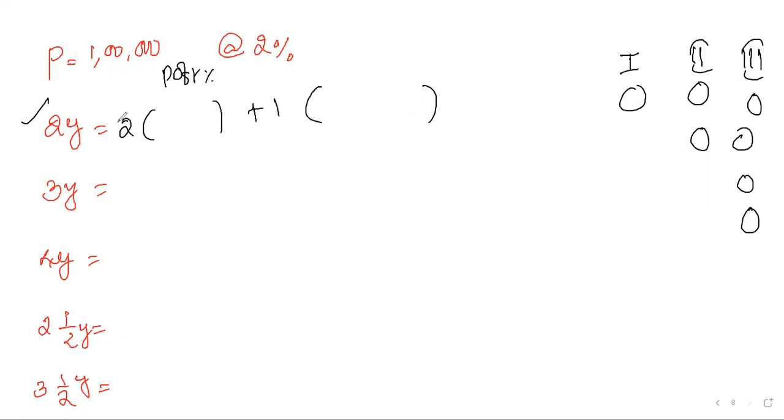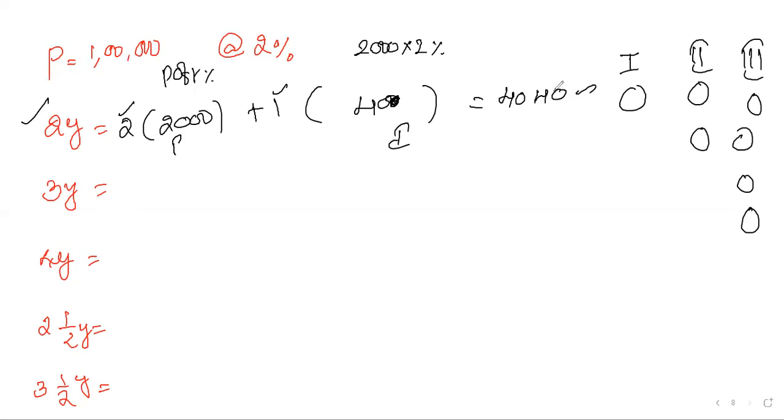For 2 years, first write 2, next write 1 year. So what is 2% of 1 lakh? It should be 2000. Then 2% of 2000 again is 40. So it is 2040. This part is calculated on principal and this part is calculated on interest. That should be your compound interest.